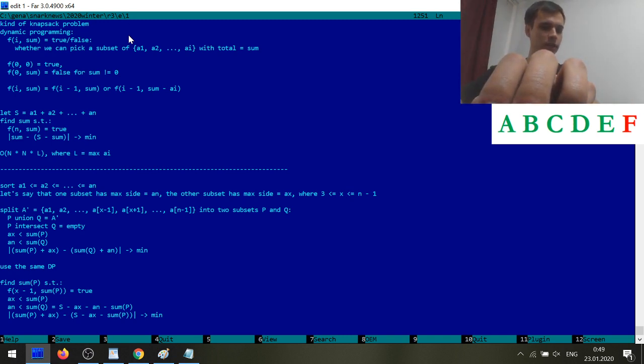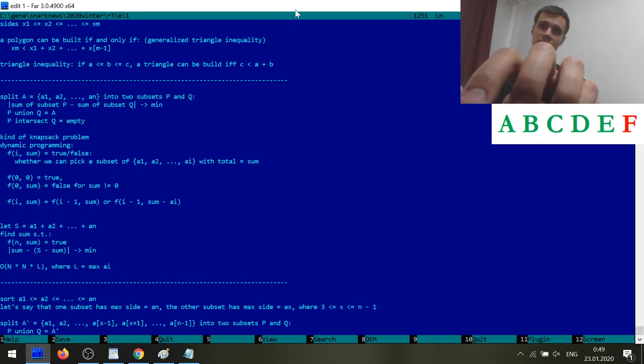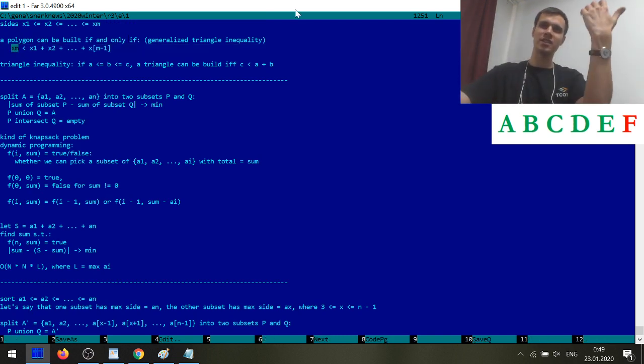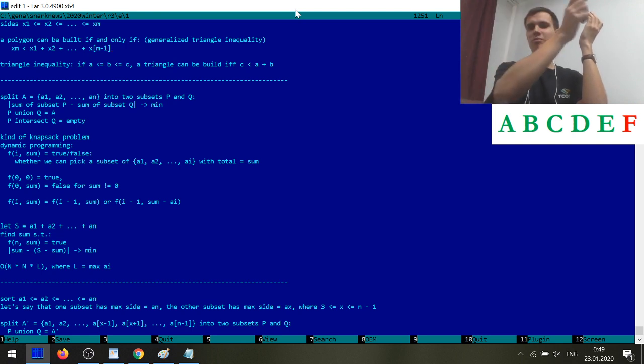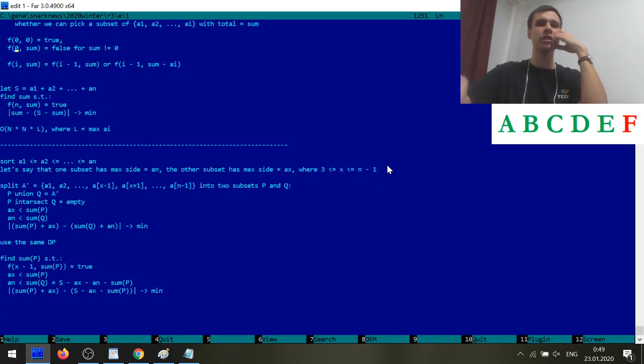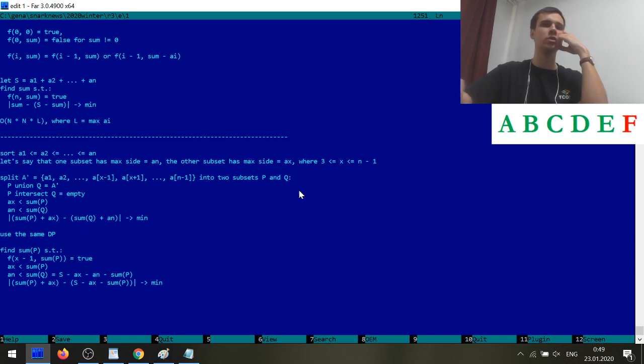How do I make sure that there are at least 3 elements in each set? I don't have to make sure that is the case, because if I have just 2 elements, I cannot have the longest side strictly smaller than the sum of all the other sides, because the larger side will always be at least the other side. If I have just 1 side, this is also incorrect because it's not less than 0, right? So I don't need to make sure that I have 3 elements in each set. If the conditions are satisfied, it will automatically follow.